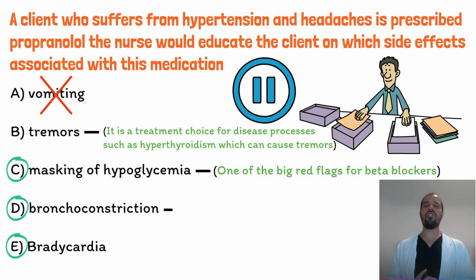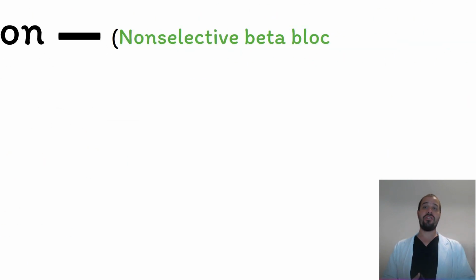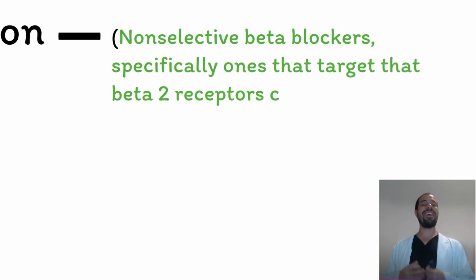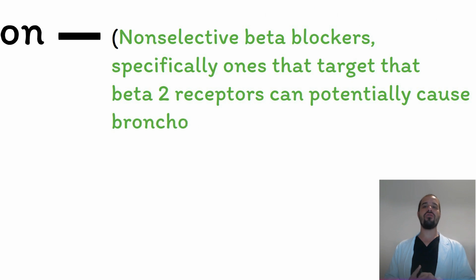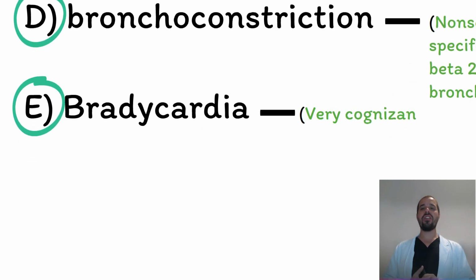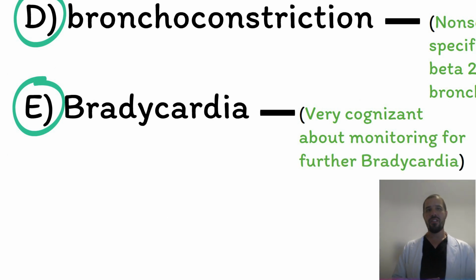D, bronchoconstriction. As we know, non-selective beta blockers, specifically ones that target the beta 2 receptors, can potentially cause bronchoconstriction. And E, bradycardia. Being a medication that causes bradycardia, we need to be very cognizant about monitoring for further bradycardia. With that completed, class, that concludes our beta blocker presentation.